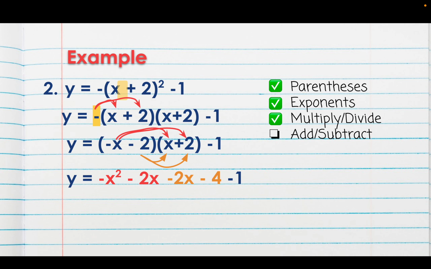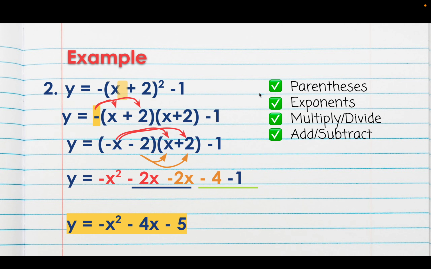So now I've multiplied and divided, and now I just have to go on and add and subtract. So I see my like terms, and when I combine them, I get negative x squared minus 4x minus 5. So that negative that was in the front made a really big difference. I need to make sure that I multiply that in. Otherwise, I would have had a lot of positive numbers here. But because I had that negative, my x squared is negative and my 4x is negative. So you have to really pay attention to that negative that's being multiplied in.